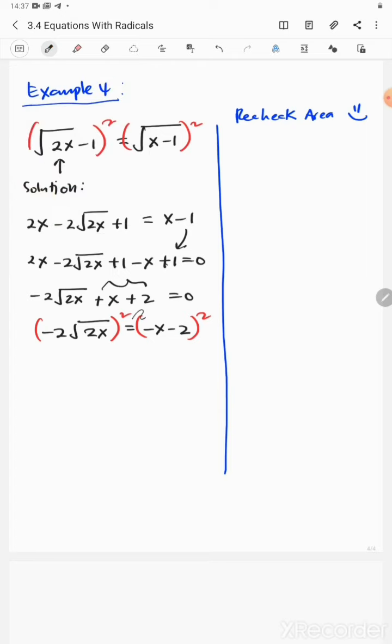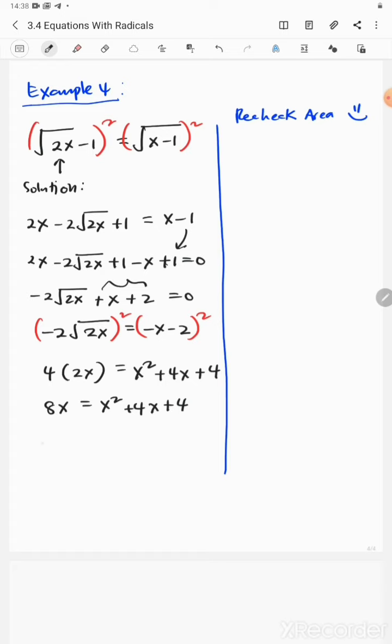so there will be negative 2 squared, so we get 4, and then we square the square root, so we get here 2x equal to negative x squared, so we get x squared. When we multiply all, we get positive 4x plus 4. Right, so now we expand this one, 8x equal to x squared plus 4x plus 4.